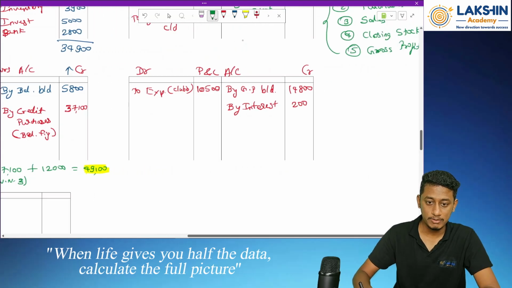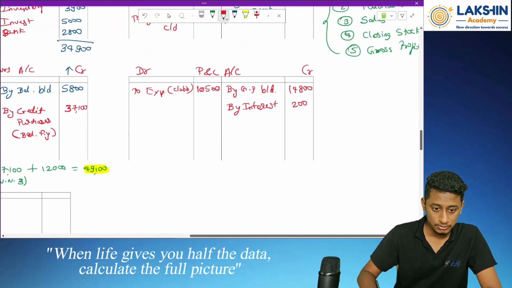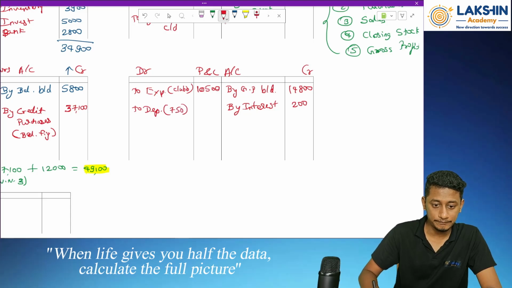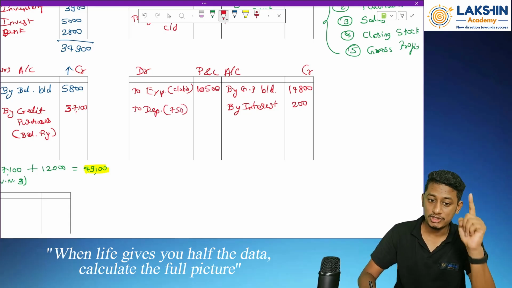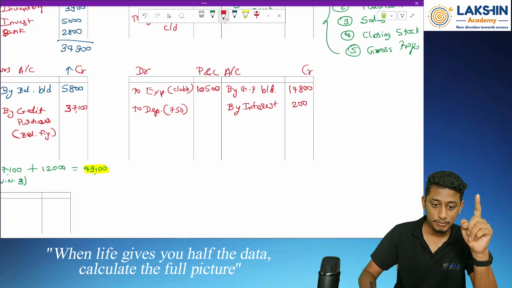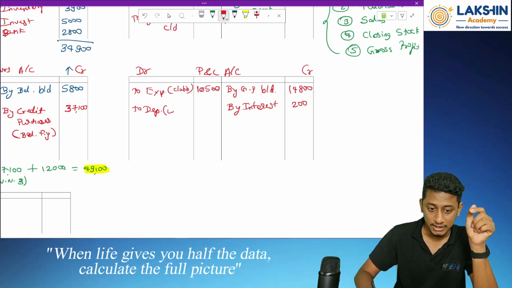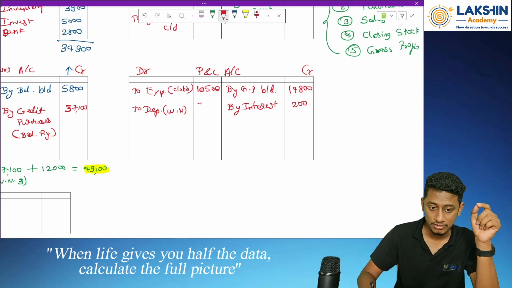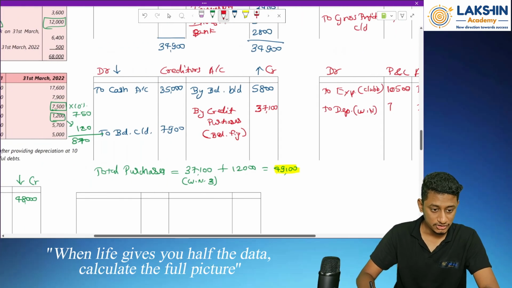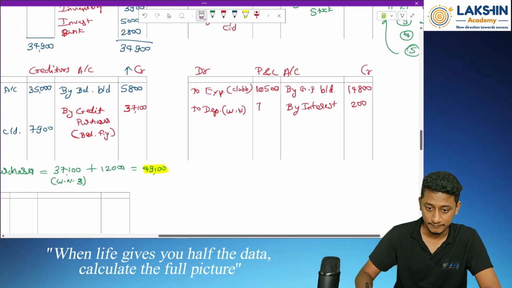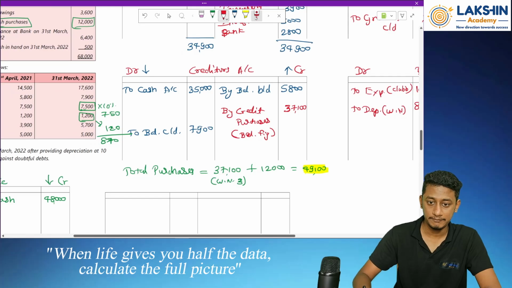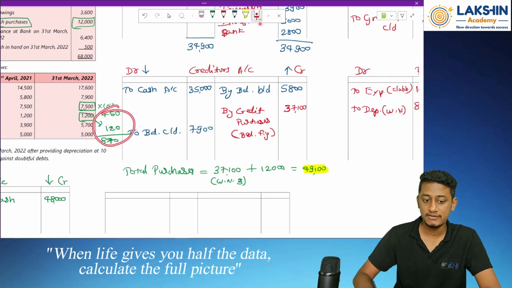So again go back to my P&L account. To depreciation 750. Okay, compute it. Please compute the value somewhere because it should be clearly visible. If you are making a working note for it, please clearly mention that it is taken from the working note. So 750. Just a minute. Sorry, 870. 870 is the total value of depreciation. 750 plus 120 is the value of depreciation.